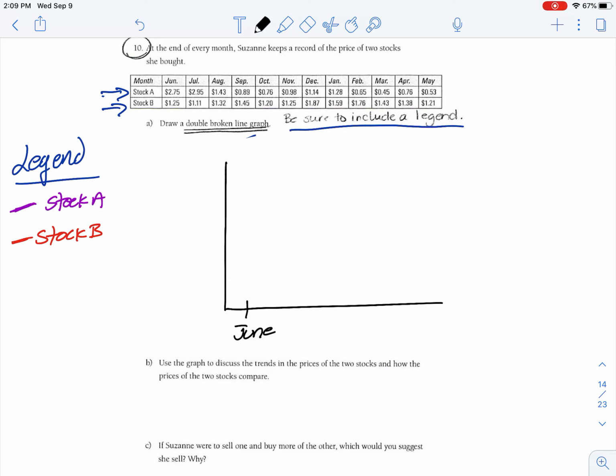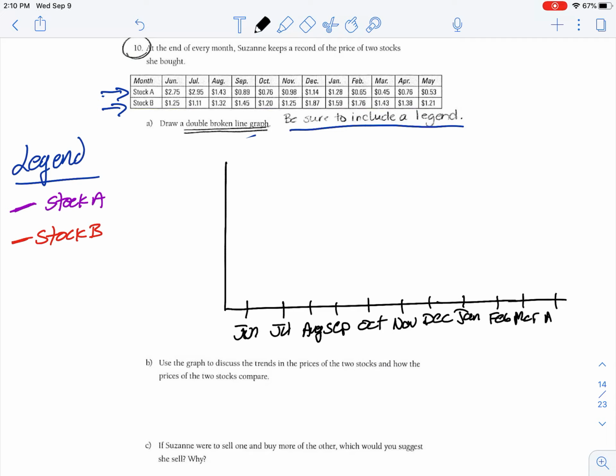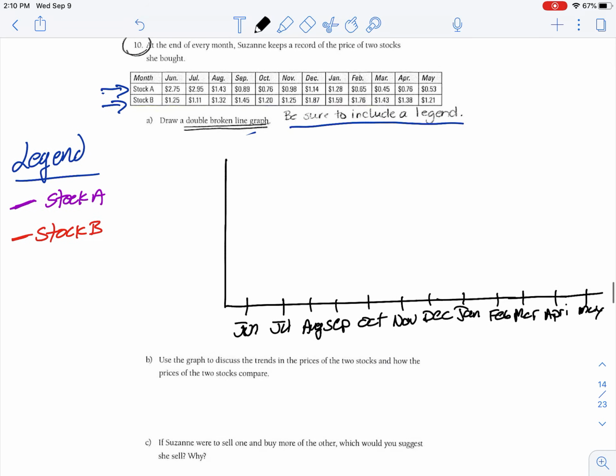So June, I shouldn't have made that so big, yikes. Let's just say J-U-N, J-U-L, Aug, September, October, November, December, January, February, March, April, May. So I'm not going to do all the data points just for the sake of time, but I'm going to do the first few for sure.